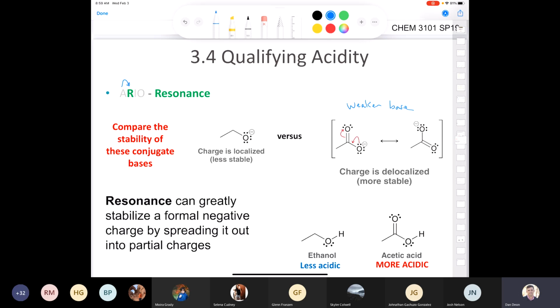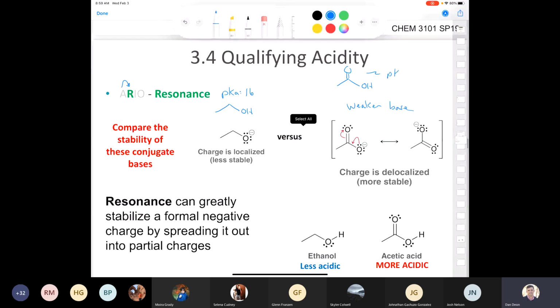Let's draw the conjugate acids of both of these. The conjugate acid of this base would be ethanol, and the conjugate acid of this is acetic acid. If you go back into your table, you'll see that the pKa of ethanol is around 16, and the pKa of acetic acid was 4.75. We'll just put 5. It's close enough.